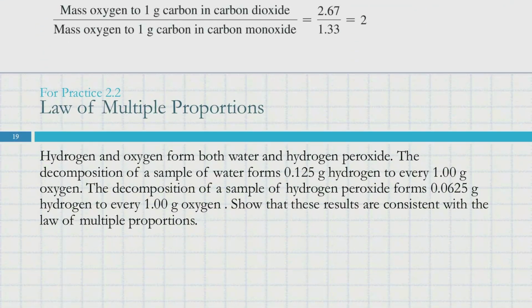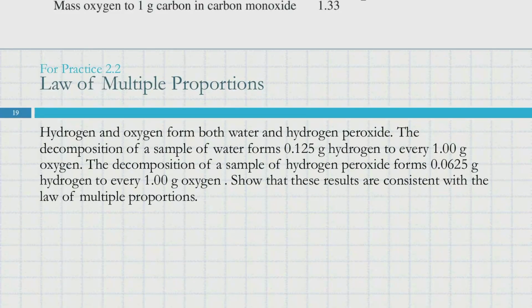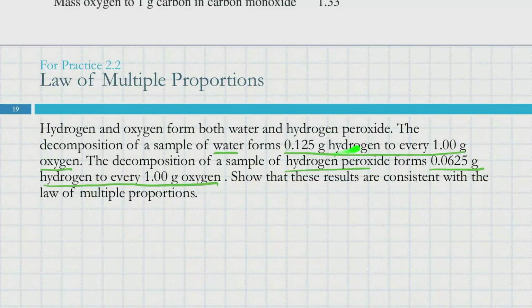Hydrogen and oxygen form both water and hydrogen peroxide. The decomposition of a sample of water forms numbers. So water is 0.12 grams hydrogen to every 1 gram of oxygen. If you decompose hydrogen peroxide, it forms this ratio. Show that these results are consistent with the law of multiple proportions. So the law of multiple proportions says that if we do the ratio of these ratios, the grams of hydrogen to grams of oxygen, 1 gram of oxygen specifically, that we should get a small whole number.